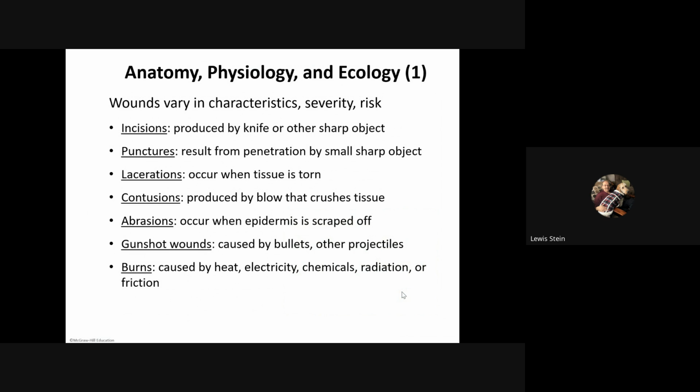So we're talking about punctures, tearing like laceration, contusion, damage underneath. That's another subset of problems. It's a wound, but it doesn't necessarily mean there's an overlying wound. Abrasion is a typical scrape, scraping your knee. And then we have gunshot wounds and burns.